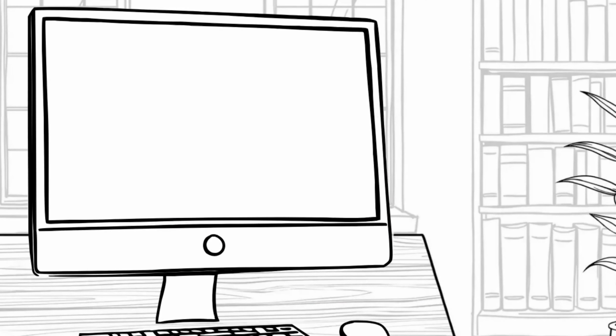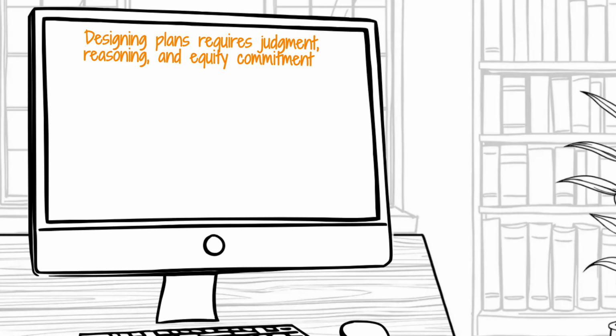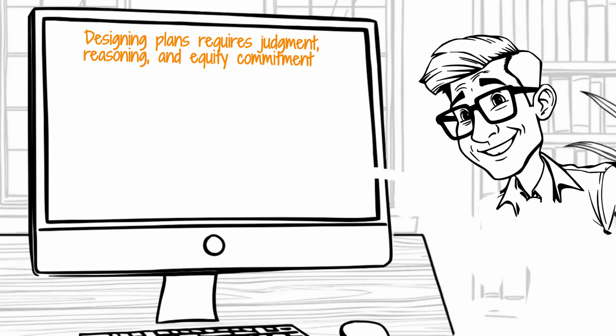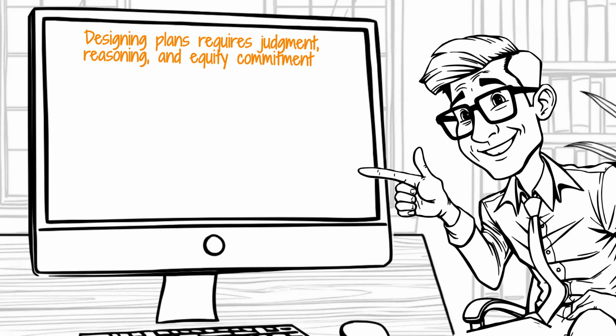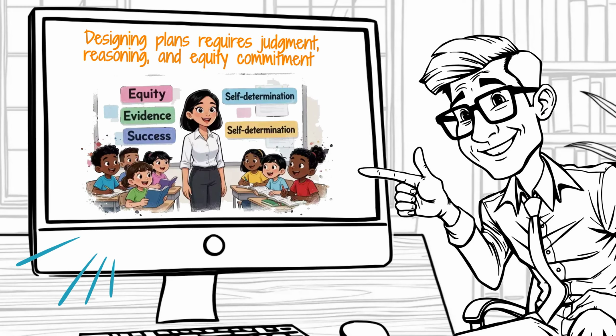Ultimately, designing a social and emotional intervention plan requires clinical judgment, empirical reasoning, and a commitment to equity. When educators align assessment, intervention, and monitoring, they create supports that are both individualized and sustainable, advancing meaningful participation, self-determination, and academic success for students with exceptional learning needs.